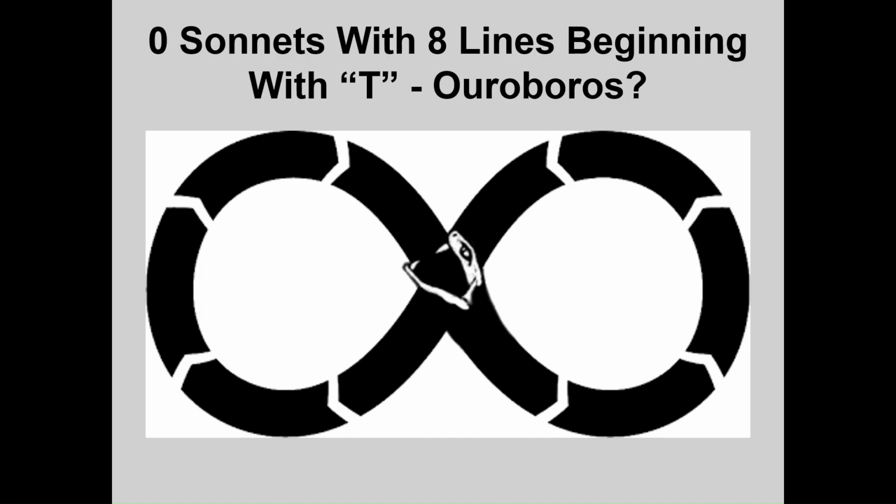There are no sonnets containing 8 lines beginning with the letter T. There's Christian significance to the number 8, so perhaps Oxford is connecting 8 with the number 0, which can also be read as the letter O. Another possibility is shown here in this slide, a connection to the infinite and the Ouroboros. Again, these are just speculations.